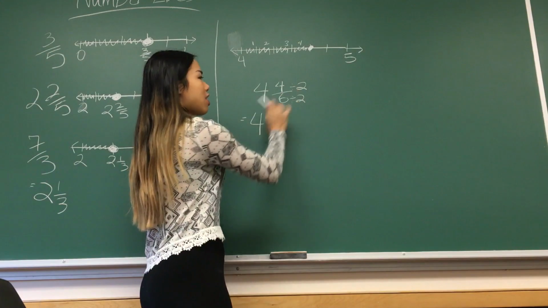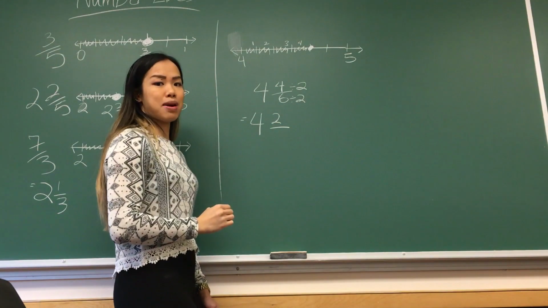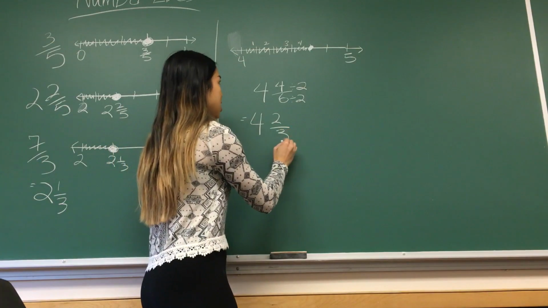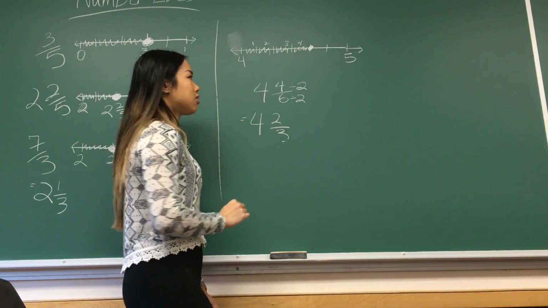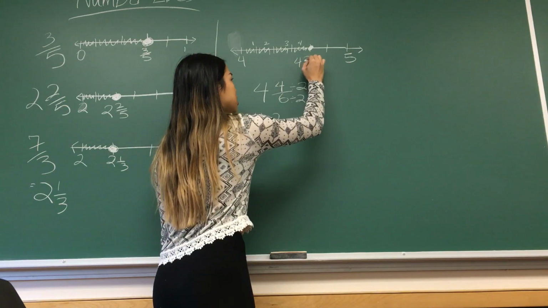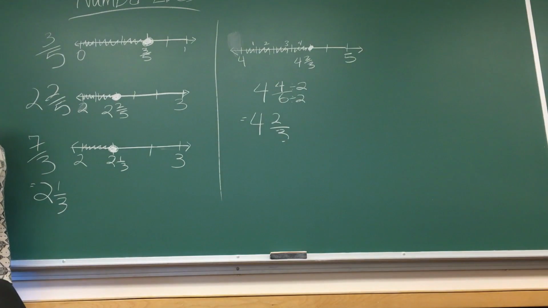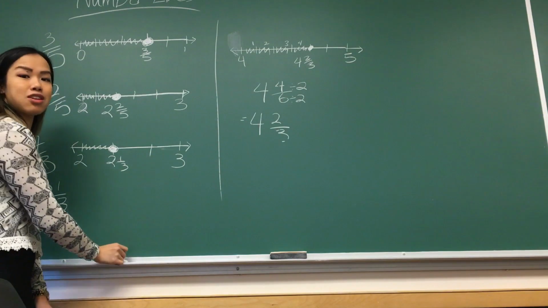Okay, so 4 divided by 2 is 2. And 6 divided by 2 is 3. So this circle right here on the number line shows that we have 4 and 2/3. And that's it. So this is our lesson on how to put fractions on the number line.